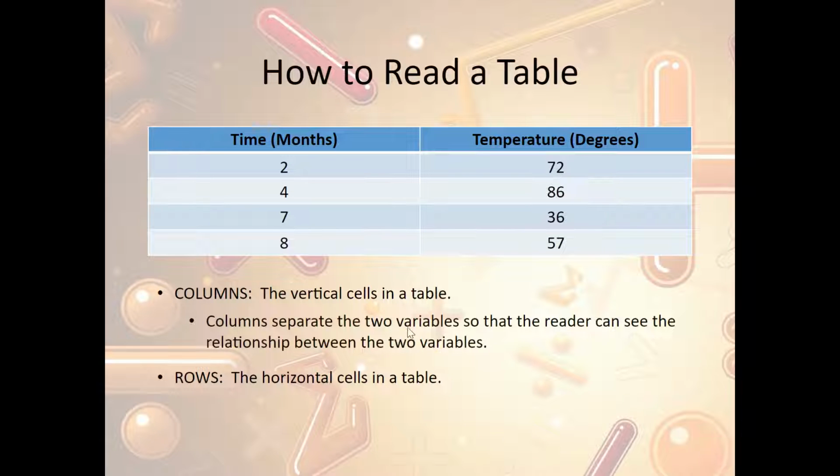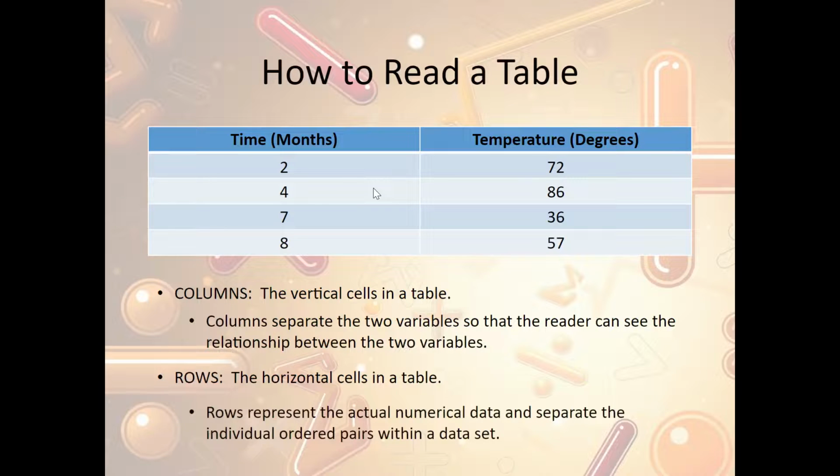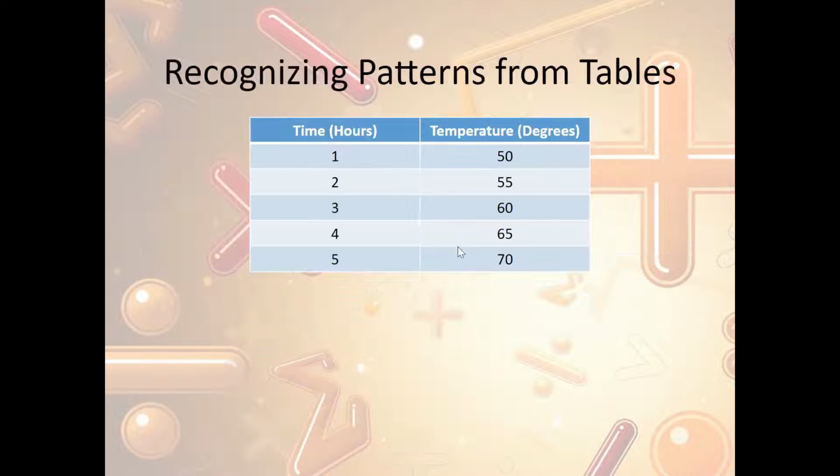Now the columns separate the two variables. So this separates time from temperature. And the rows separate the actual data. So this is a data point. This is a data point. This is a data point, and this is a data point.